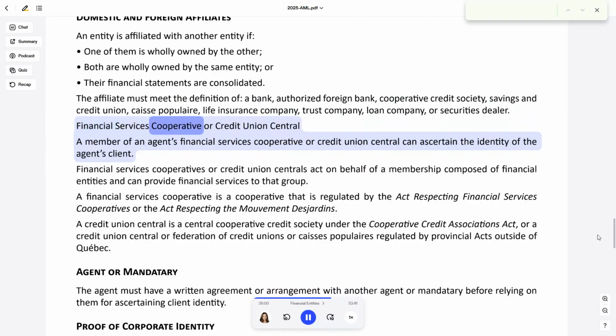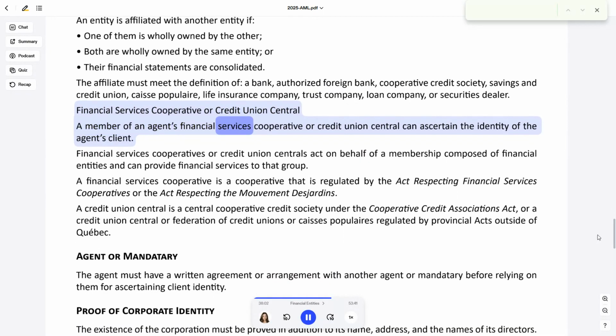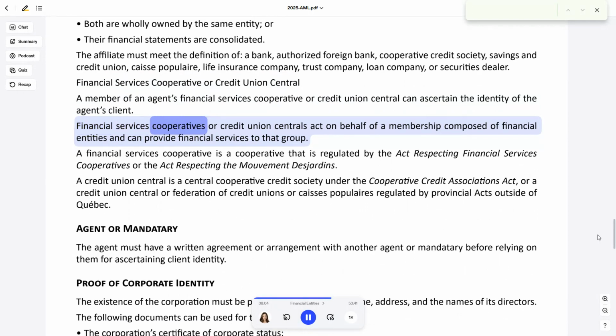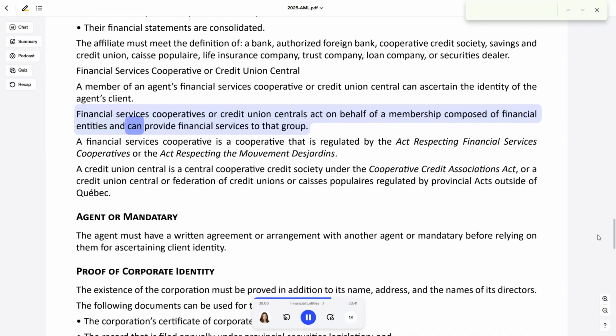Financial services cooperative or credit union central. A member of an agent's financial services cooperative or credit union central can ascertain the identity of the agent's client. Financial services cooperatives or credit union centrals act on behalf of a membership composed of financial entities and can provide financial services to that group.